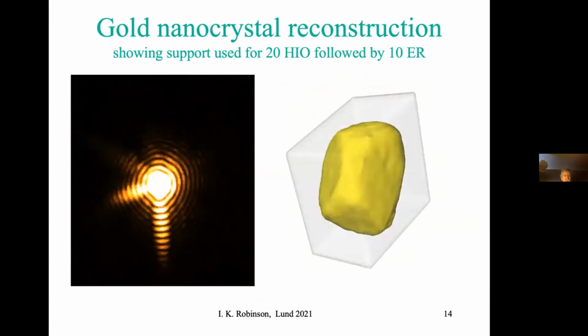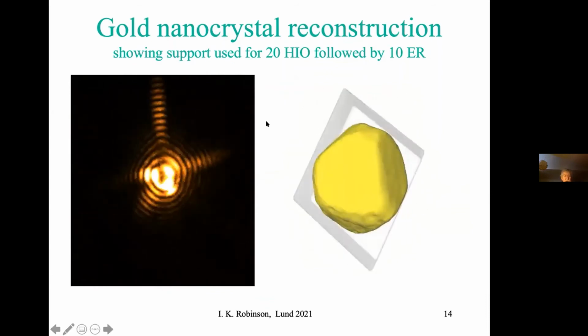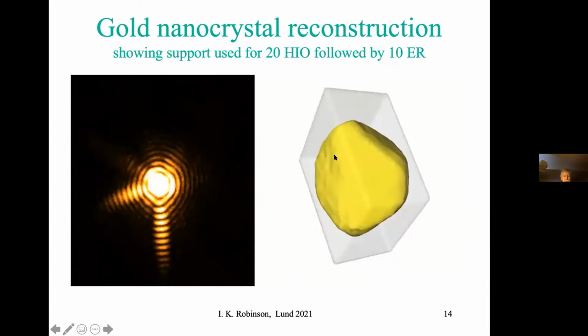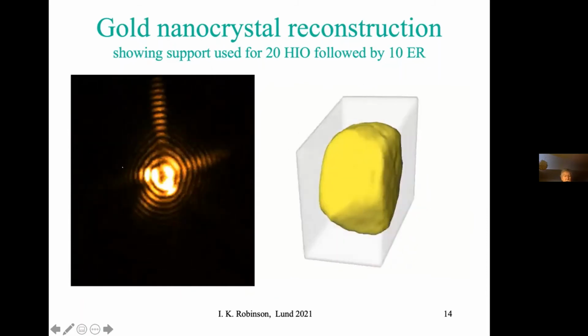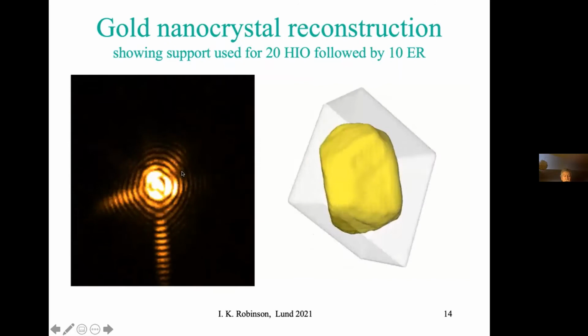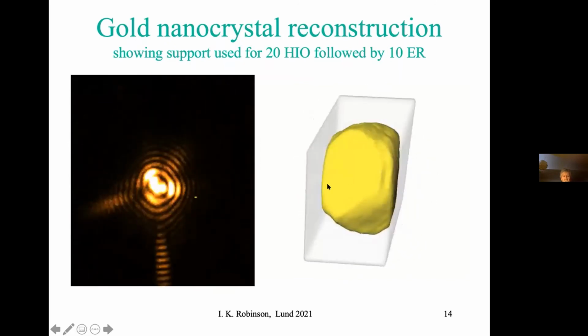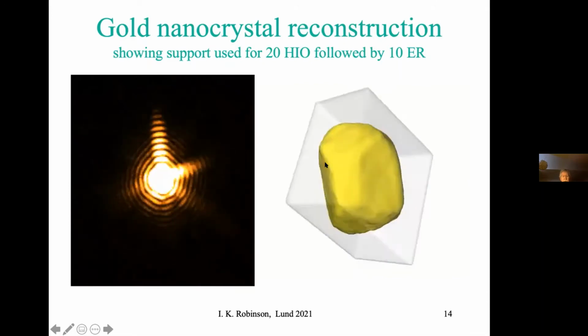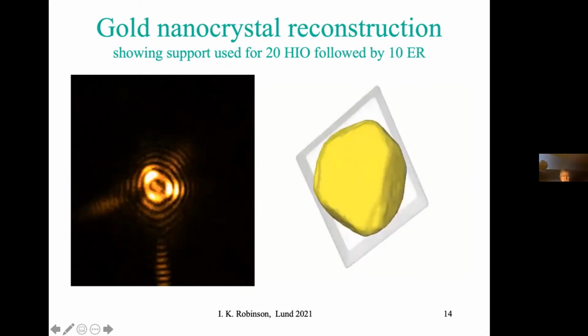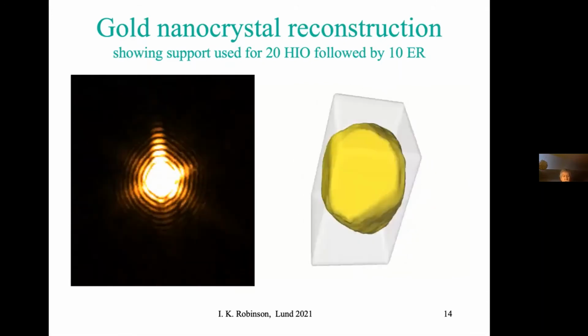Okay, so here is HIO ER running with a simple box support for a nice high quality gold nanocrystal diffraction pattern measured at 34 ID. And you see a nice image of the gold crystal coming out with nice facets and rounded edges as advertised.